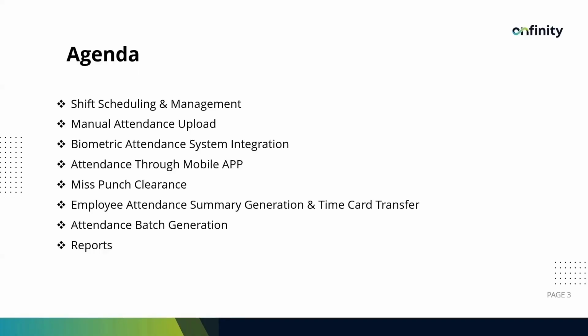The biometric attendance system integration ensures accurate and secure attendance tracking. Additionally, attendance through a mobile app enables remote clock-ins for a seamless experience. We will address missed punch clearance to help rectify attendance discrepancies and review employee attendance summaries and time card transfers to streamline payroll processing. Attendance by generation automates data processing, and reports will offer insights into attendance strength and compliance.